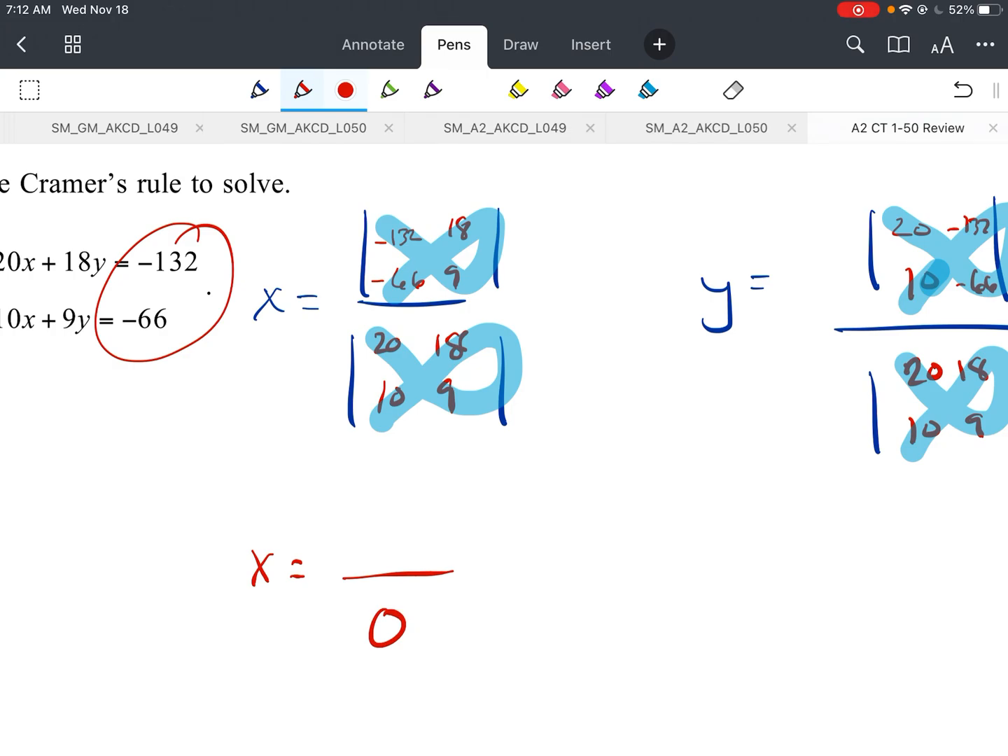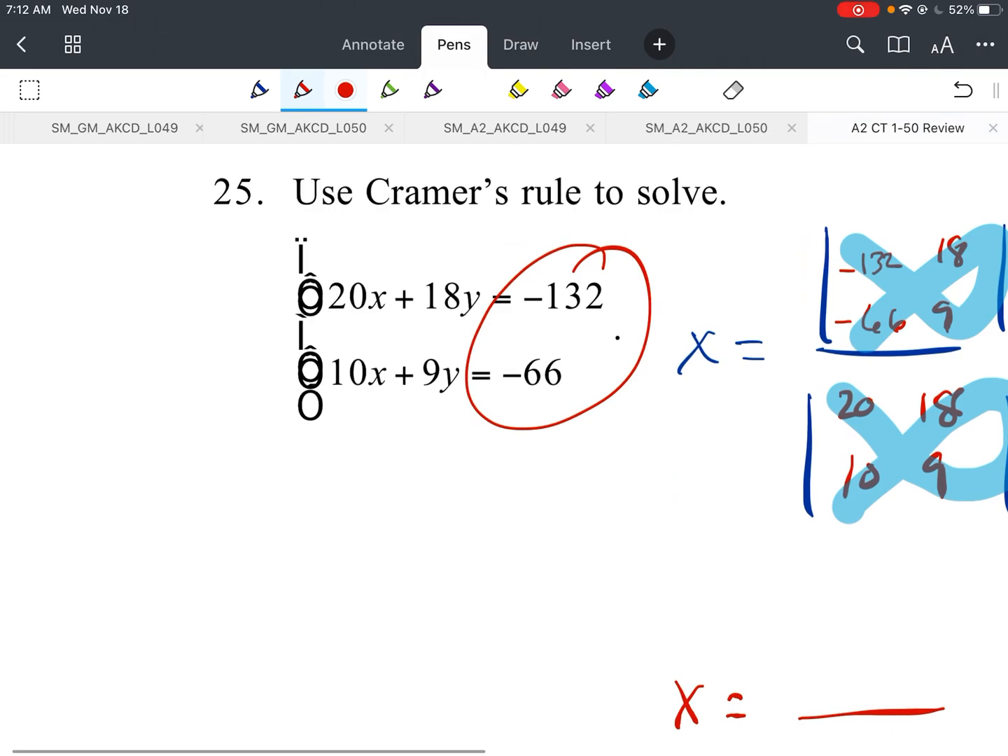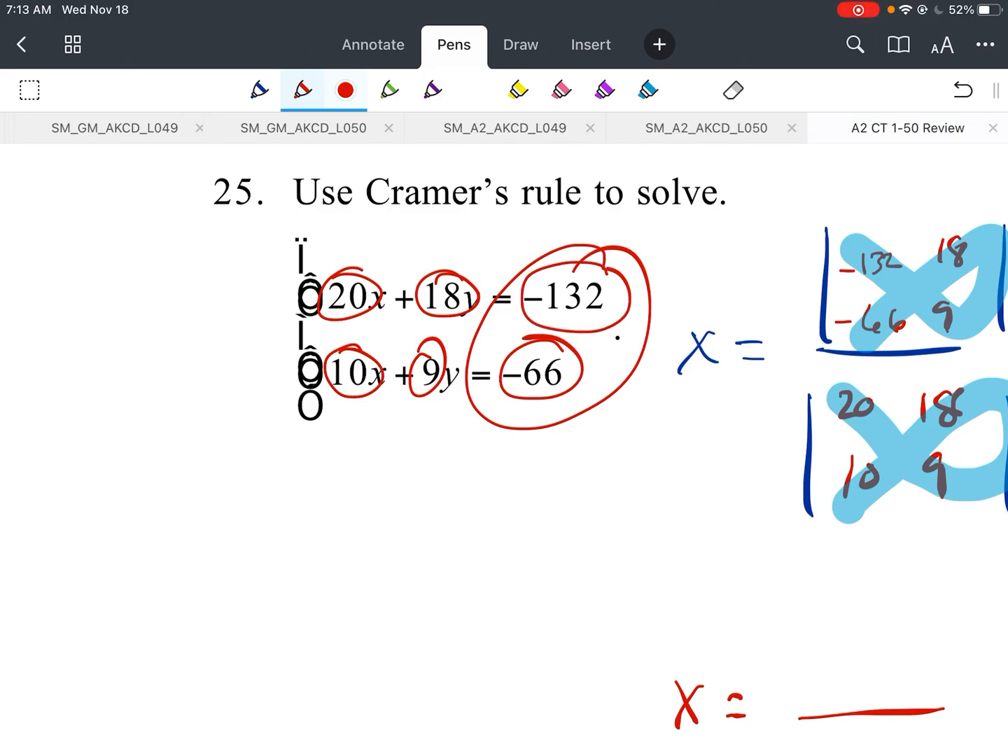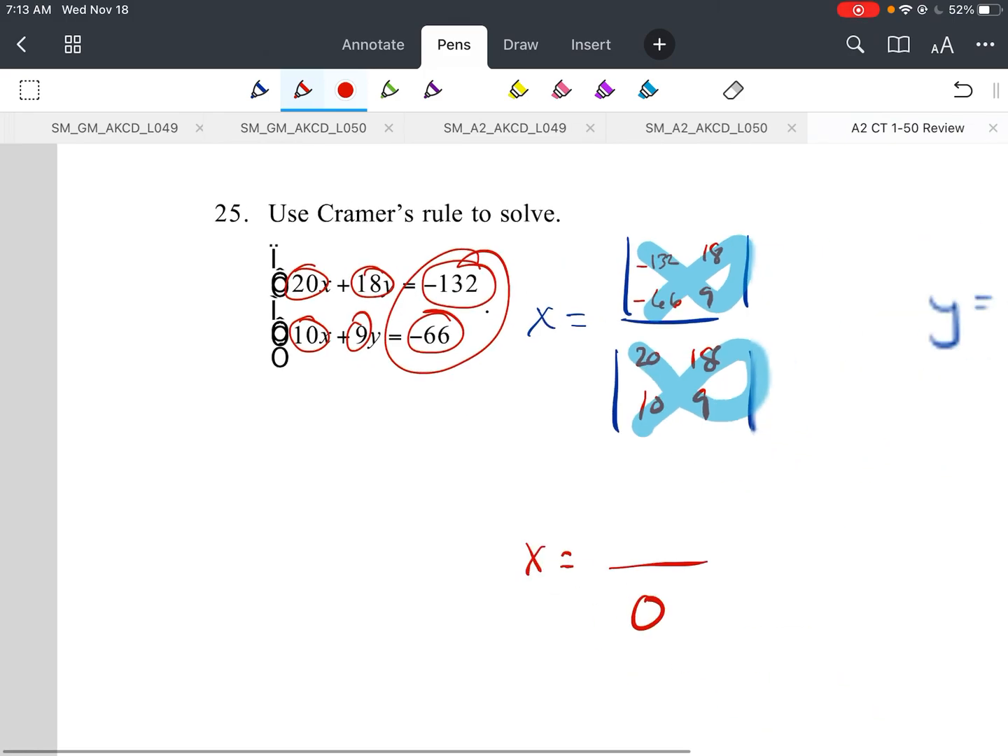So once you get denominator 0, you know you have a problem, right? And so now let's look at the problem and see if they're the same line or different lines. Are they multiples of each other? This is double this. This is double this. These are doubles of each other. And negative 66 is double that one. So these are the same line.